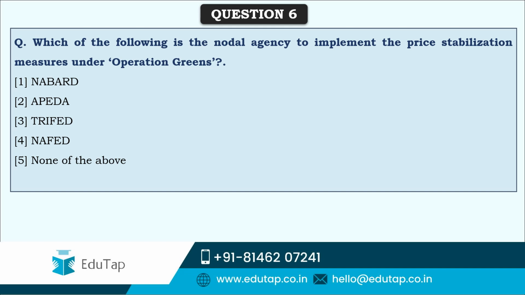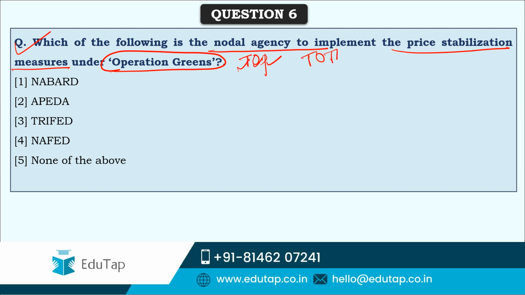So friends, next comes: which of the following is the nodal agency to implement the price stabilization measures that are taken up under Operation Greens? Earlier Operation Greens was only for TOP, that is tomatoes, onion and potatoes, but very recently, as part of Atmanirbhar Abhiyan, it is now called TOTAL, and they are trying it on a trial basis as a 6 months pilot project. So whatever price stabilization measures were planned for TOP are now for all fruits and vegetables.